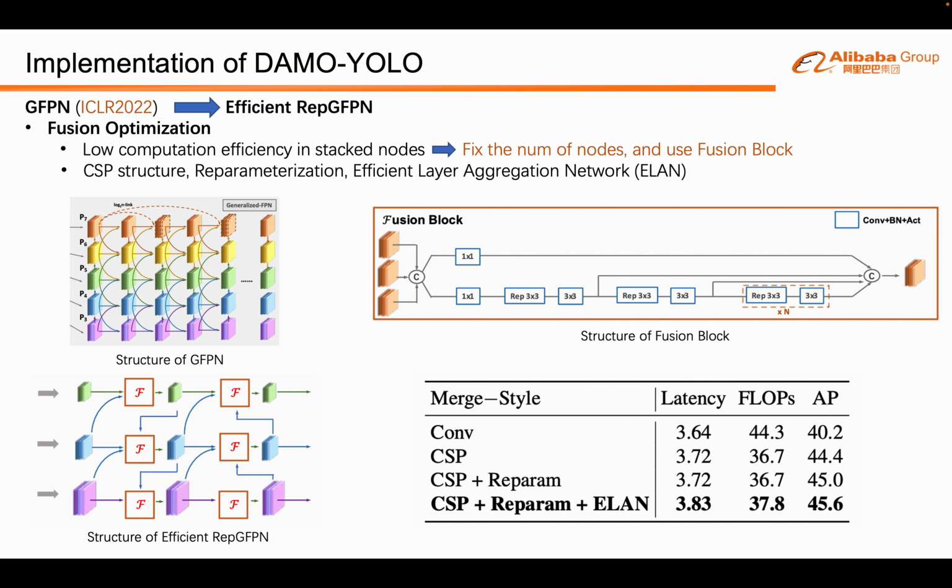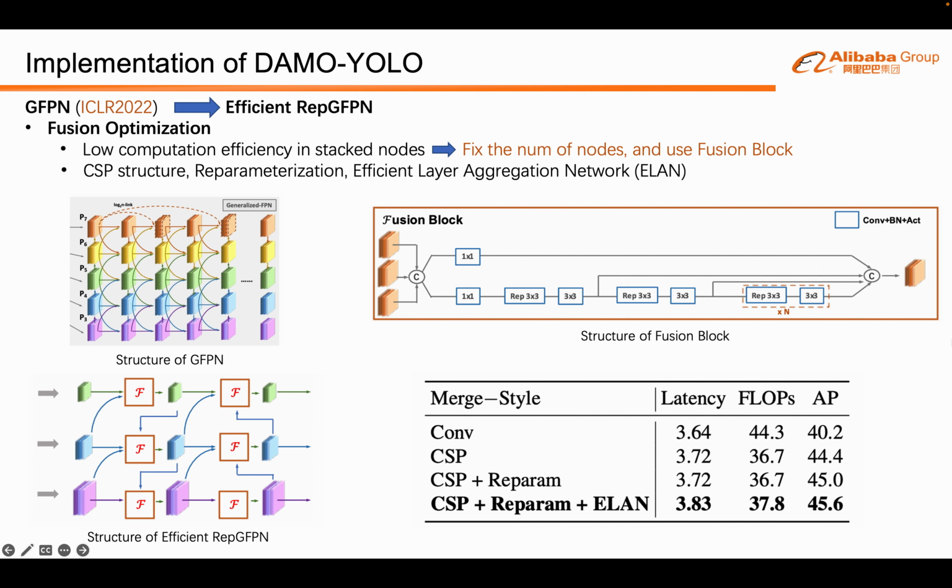In terms of fusion optimization, we fix the number of fusion nodes in efficient RepGFPN and use the well-designed fusion block to fuse features, which could avoid the low parallel efficiency caused by stacked nodes. Meanwhile, we introduce CSP connections, the reparameterization mechanism, and the efficient layer aggregation network to further enhance the fusion effect. The table on the lower right shows the experimental results. As the table shows, adding CSP connections improves performance significantly with fewer FLOPs.